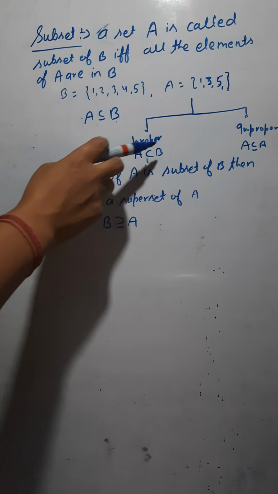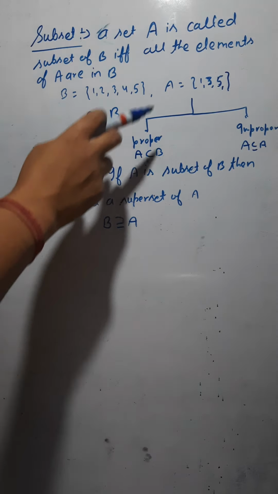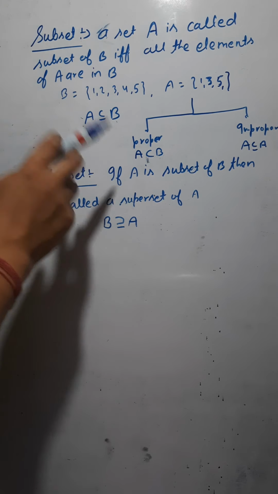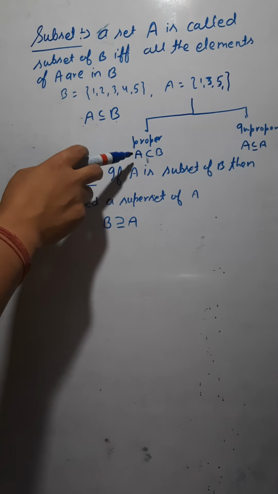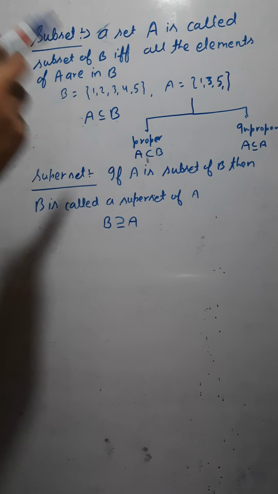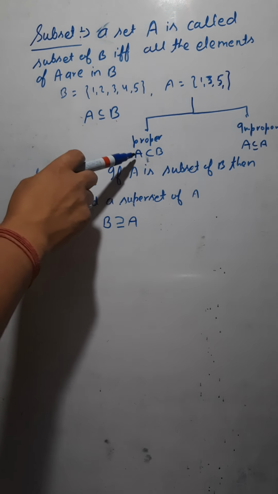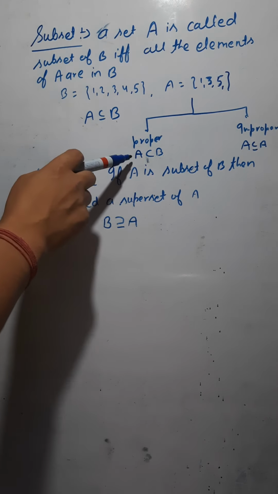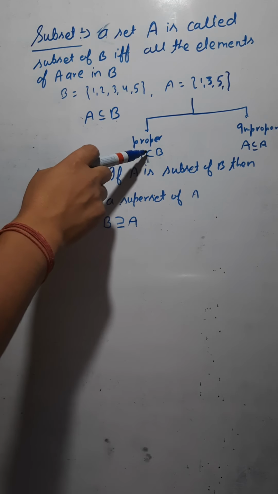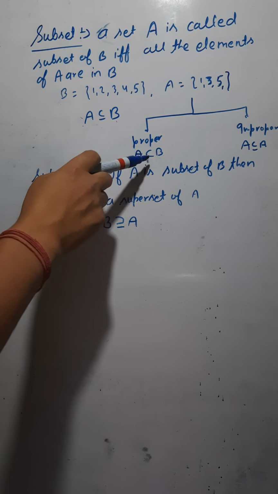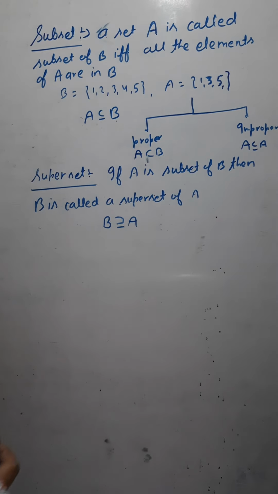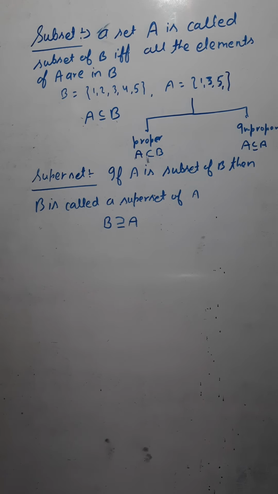But if all the elements of A are there in B, I can write A is a subset of B. This is the example of a proper subset, so I would not write the equal sign here. This is the basic difference between proper subset and improper subset. Are you getting this? Just note it down, then we will move further.